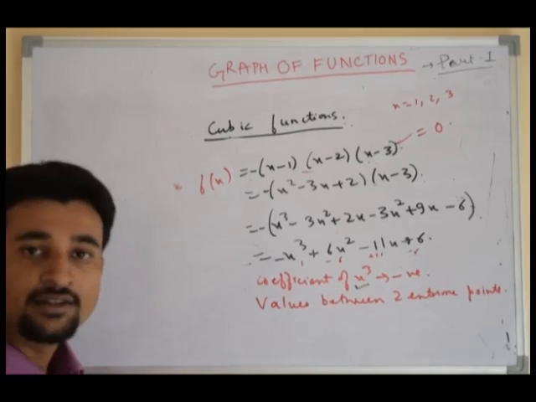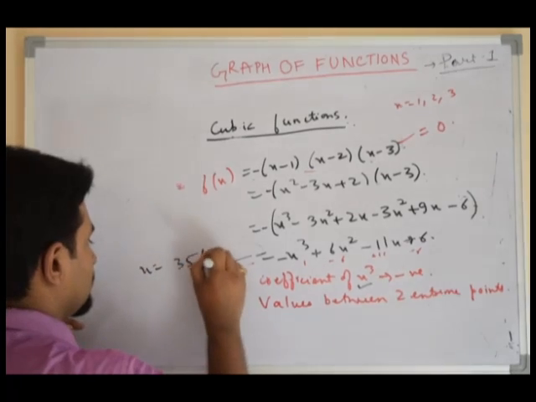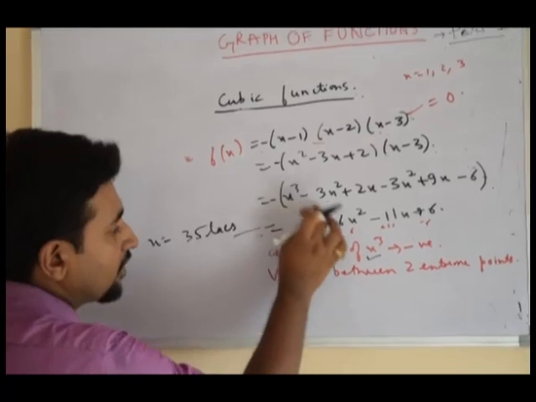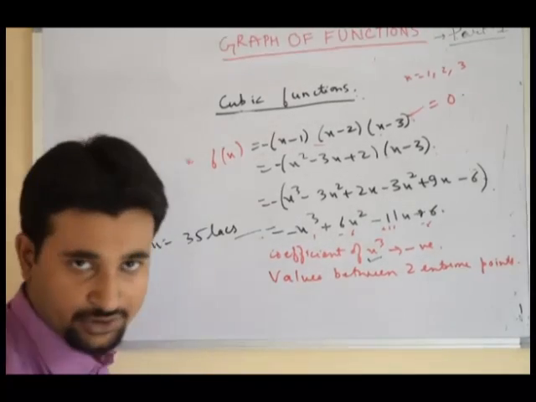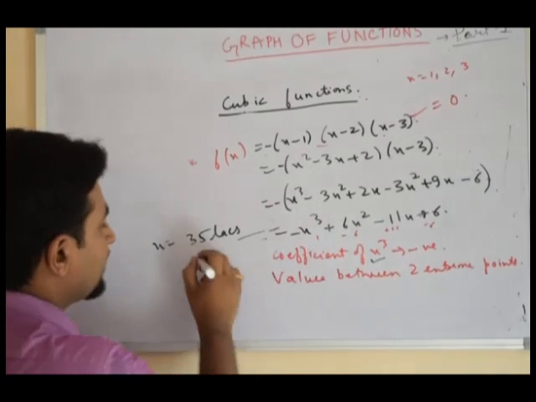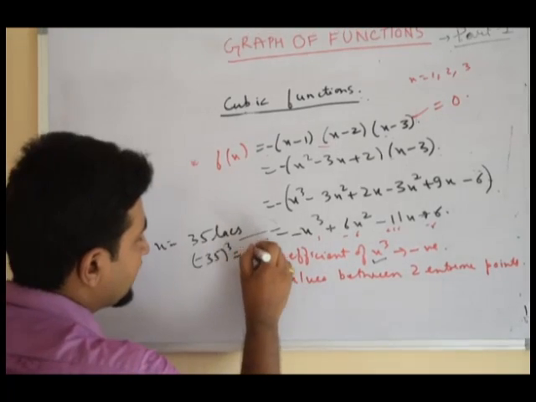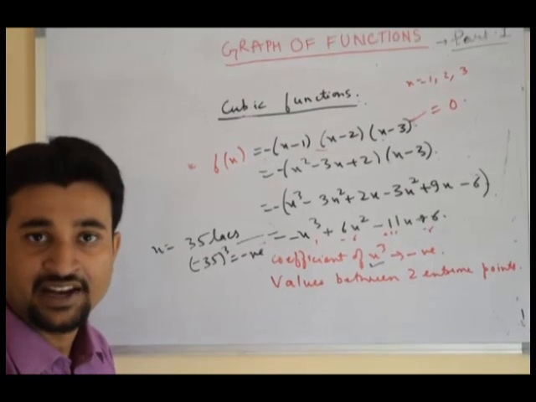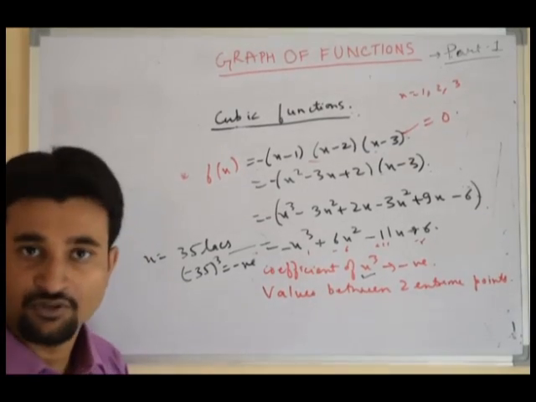Just as I told you, check at a very large number, suppose 35 lakhs. What do you have to look at? You have to look only at the sign of this x cube, because these other terms would be much smaller compared to x cube. So if you put x equal to 35 lakhs, you would get minus 35 cube, and that would result in a negative sign. If x is much greater, then the function would have a much more negative value.